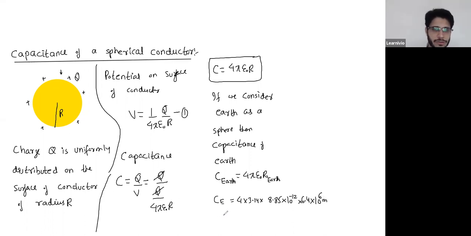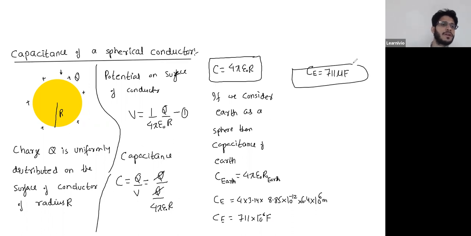If I solve this, we will get that the capacity of Earth is 711 into 10 raised to the power minus 6 farad. So the capacity of Earth comes out to be 711 microfarad. If I consider the Earth as a conductor, the capacity of the whole Earth is 711 microfarad. Is it clear? The capacitance of a spherical conductor?